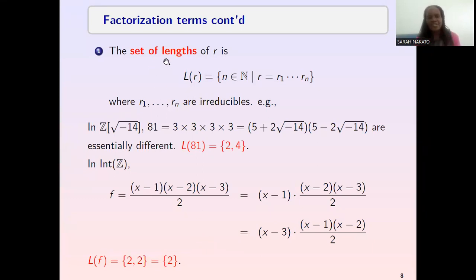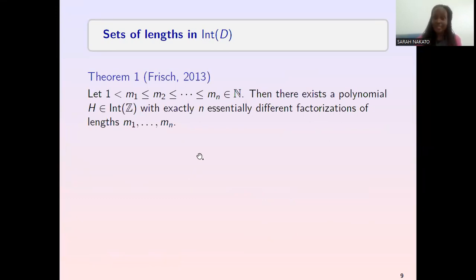Great. So sets of lengths, like I said, are the most studied invariant in factorization theory. And Professor Frisch studied sets of lengths in Int(D), in Int(Z) in particular. In Int(Z), her main result is this: for natural numbers m1, m2, up to mn, as long as they are greater than 1, there exists a polynomial h in Int(Z) with exactly n essentially different factorizations of those lengths. So that's what she did. That was her main result in that paper.